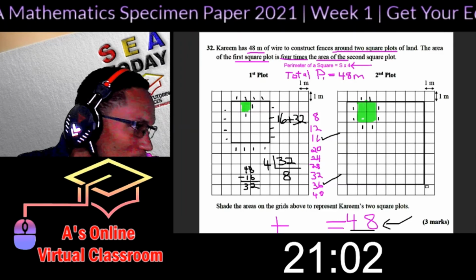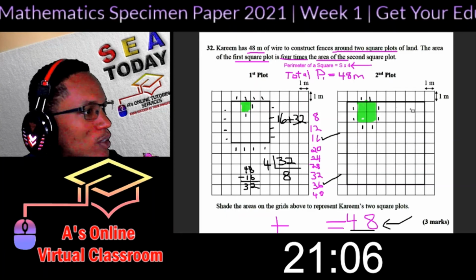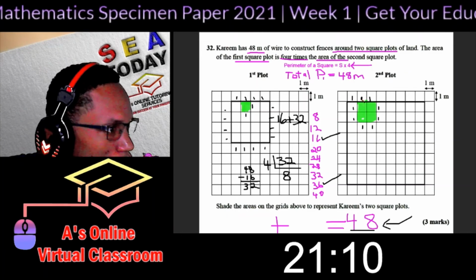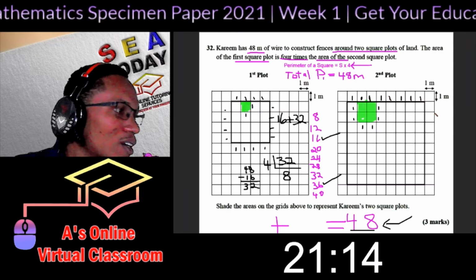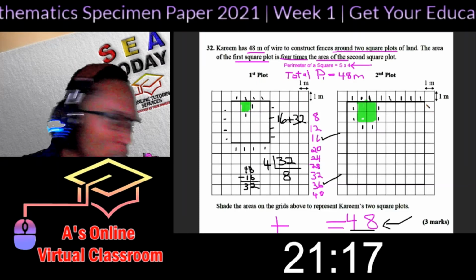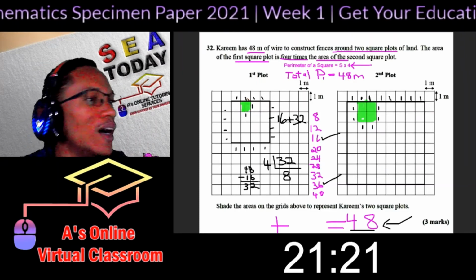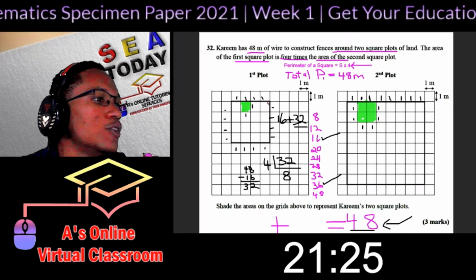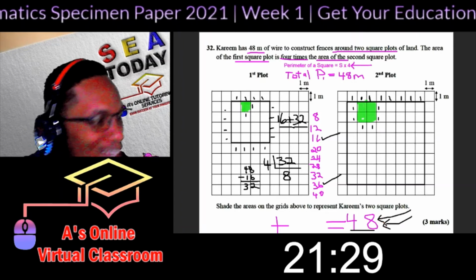which I think is about this. 1, 2, 3, 4, 5, 6, 7, 8. Yes, perfect. And then we have 8 going all around. So 8 fours are 32, and 4 fours are 16. So when you add that together, you get a perimeter of 48.